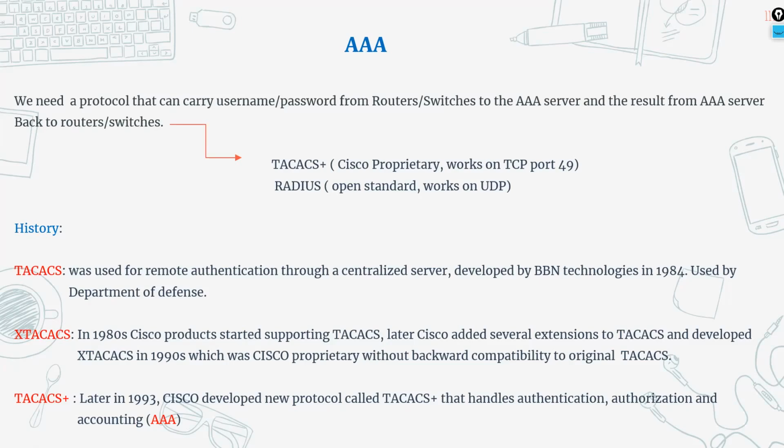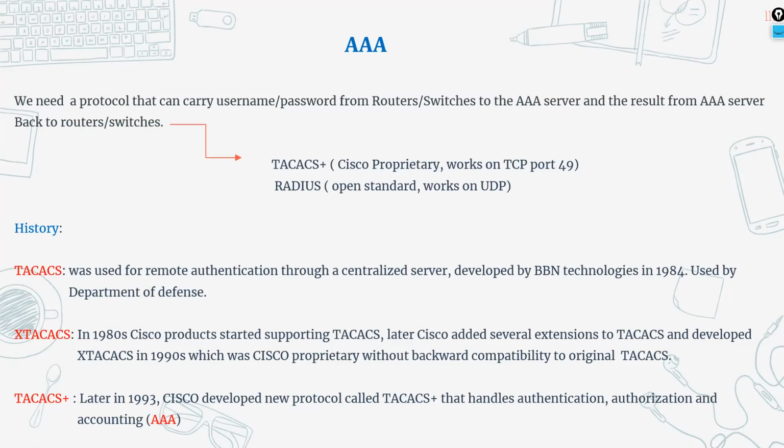For all this process, carrying the username and password from the router to the AAA server and carrying back the result from the TACACS server or AAA server to the router or switch, we need some protocol. And the protocol that is responsible for this particular task is TACACS Plus for Cisco devices, because TACACS Plus is Cisco proprietary. It works on TCP port number 49. If you have non-Cisco devices, let's say you are working on Juniper or maybe HP, then there you can use RADIUS, which is open standard, and it works on UDP.